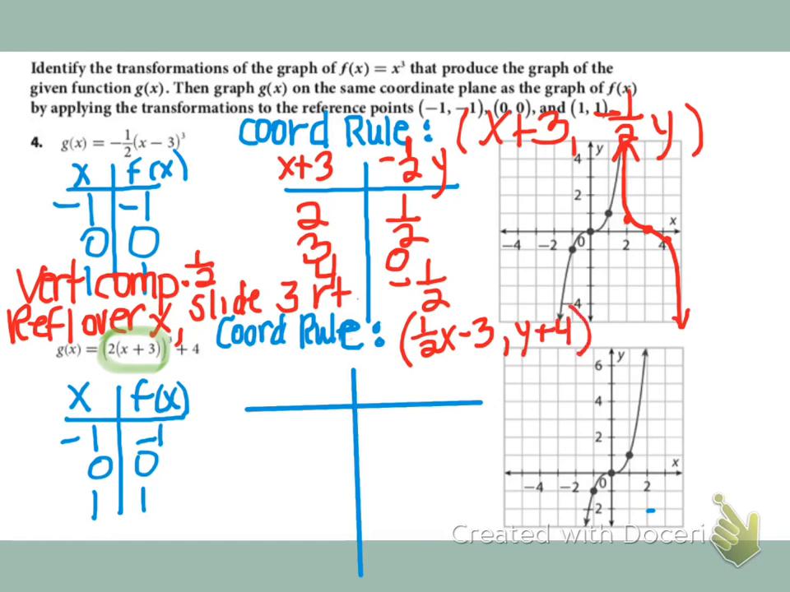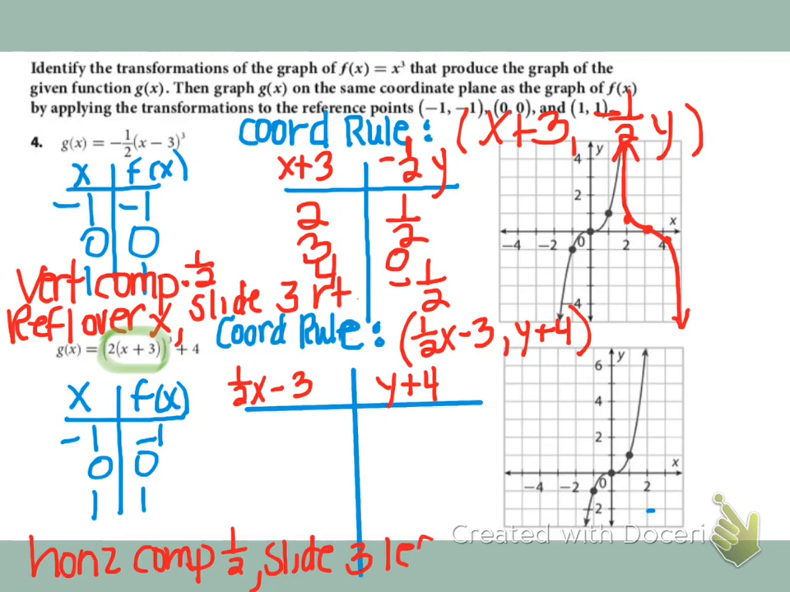So if we take this coordinate rule and apply these x and y coordinates to that, we should get our graph. We're going to take 1/2 of whatever the x is, and then subtract 3 from it. And then we're going to take whatever the y is, and add 4. And again, the description would be a horizontal compression by a half, a slide 3 to the left, and 4 up. So when we graph this, we'll see if it actually looks like the description.